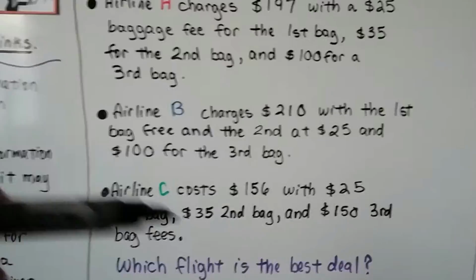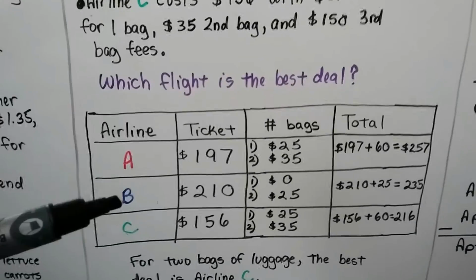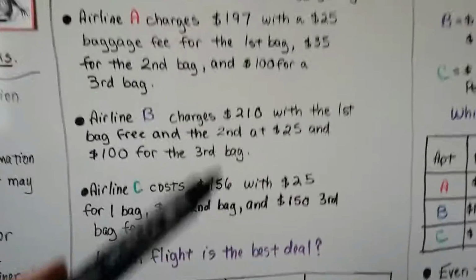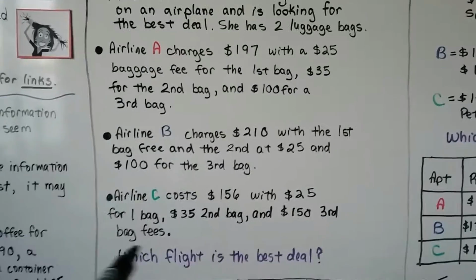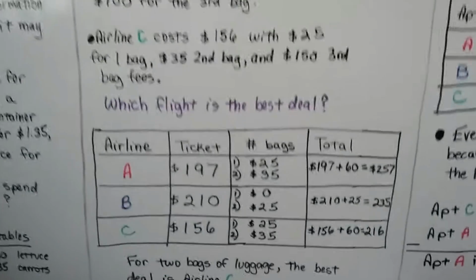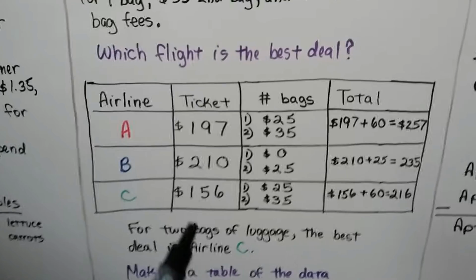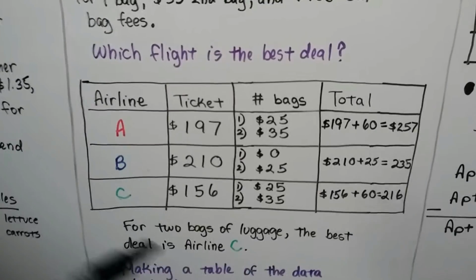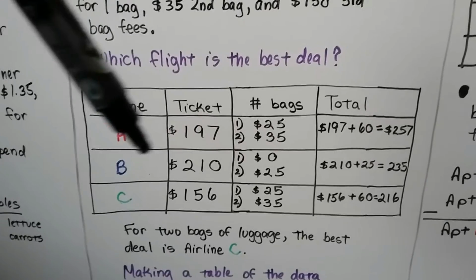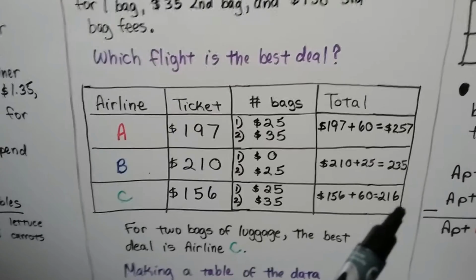Well, if we put all this information into a table, it's going to be a lot easier on our eyes. So here we have airline A, B, and C, their ticket prices, and she only has 2 luggage bags, see? So the third luggage bag fee is not important, is it? So when we make our table, we can just do the 2 bags, see? We have to add these together. We can add it with the price of the ticket. We see airline A totals $257, airline B totals $235, and airline C totals $216.